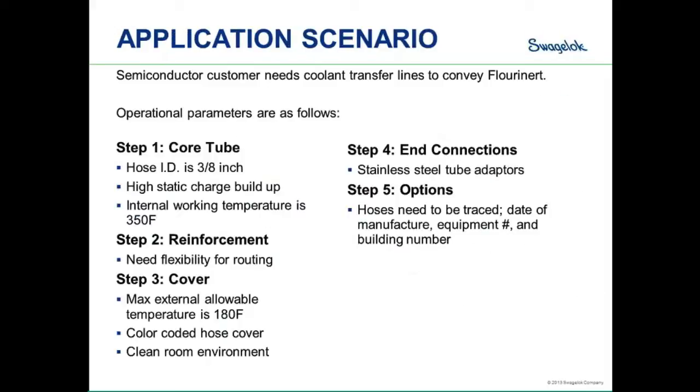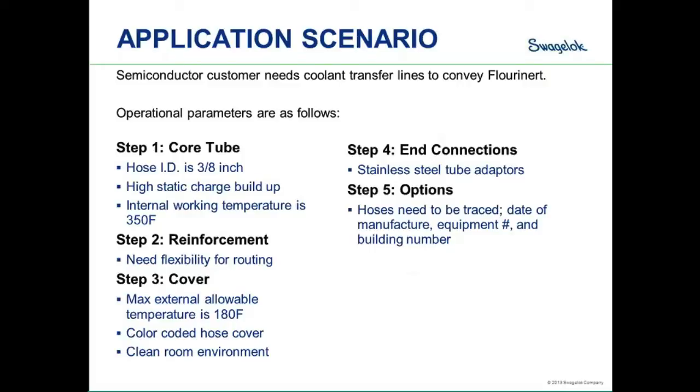So now that we've gone through the construction of a hose and the guidelines for proper hose selection, let's apply these 5 steps in an application scenario. So what we're looking at is we now have the core tube, right? We have a semiconductor customer that needs coolant transfer lines to convey Fluorinert. Fluorinert is a heat exchanger fluid that's extremely aggressive, and is hard to contain inside of a hose.